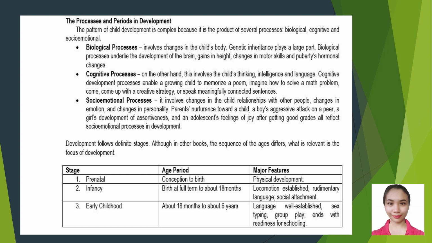Next is the cognitive processes. On the other hand, this involves the child's thinking, intelligence, and language. Cognitive development processes enable a growing child to memorize a poem, imagine how to solve a math problem, and then come up with a creative strategy or speak meaningfully connected sentences. In these cognitive processes, this involves changes in the individual's thought, intelligence, and language. So they would move on to memorizing their first prayer.